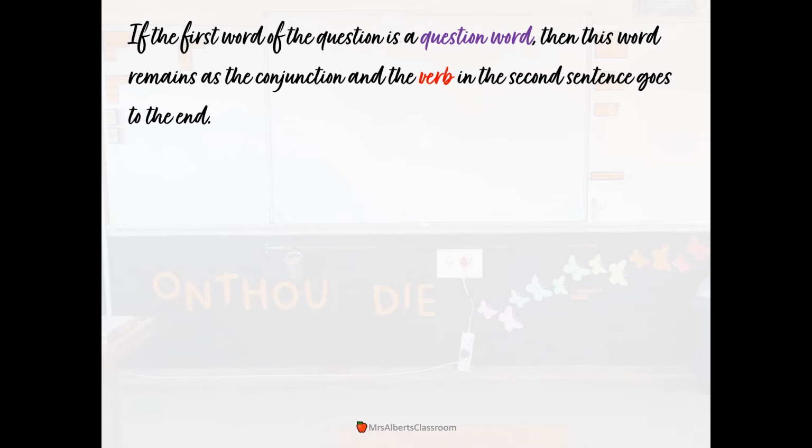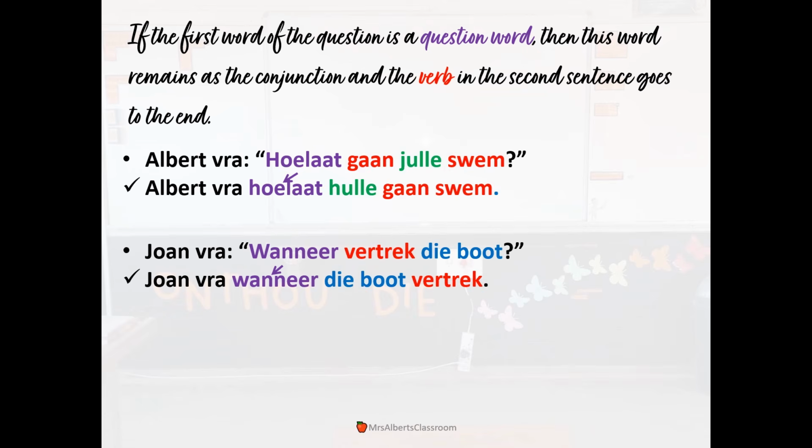That sounds better. However, if you have a question and you have a question word, then the question word remains in its position. So, Albert vra hoe laat gaan julle swem? Albert vra hoe laat? Then you change your pronoun, hulle, and then you've got your helping verb first, gaan, and then your main verb second, swem. Both gaan and swem are at the back of the sentence.